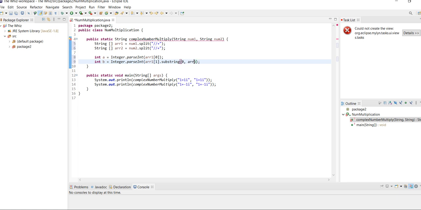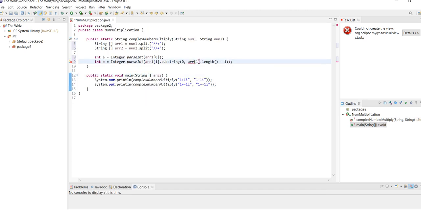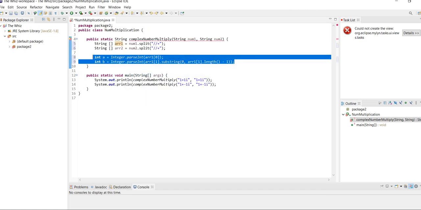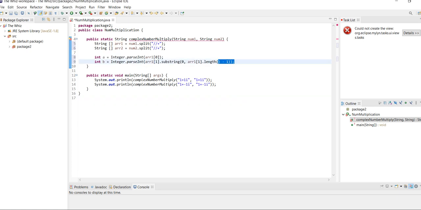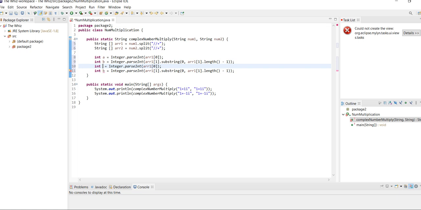So don't forget to do the substring of the array of 1, because it has the i in it, right? So you need to remove that by basically doing a substring of everything but that last character. I'm just going to duplicate this piece of code, turn these to c and d, and change these to array of 2. So now we have the four constants, and the substring allowed us to remove the i.